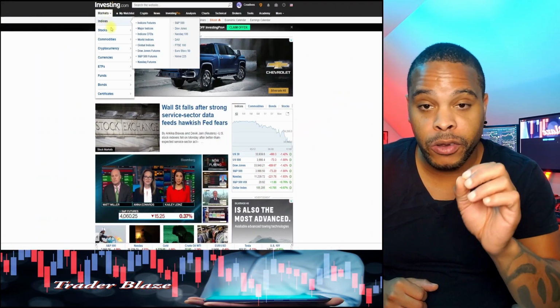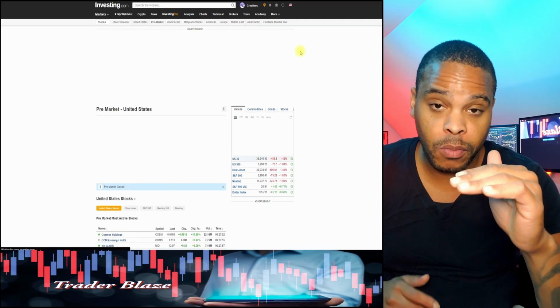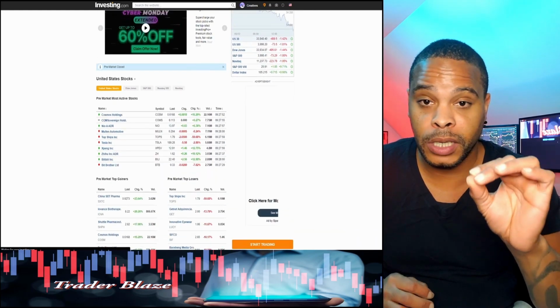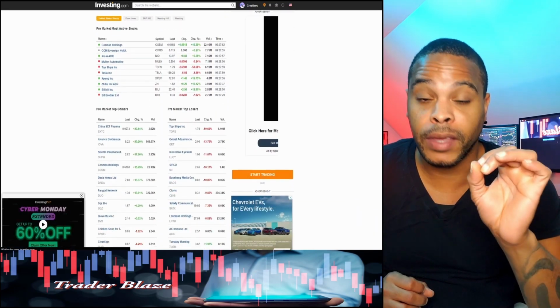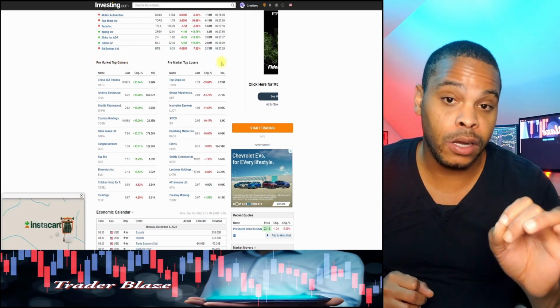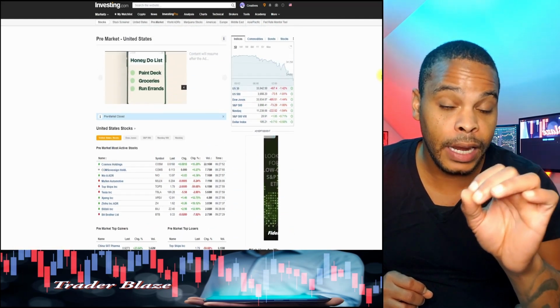Investopedia.com. Free resource number two, Investing.com. Investing.com for a beginner trader can be used as a pre-market scanner. I believe they only give you the top 10 pre-market movers on the day, gainers and losers, but it's a good place to start as a beginning trader who doesn't have the capital allocated for a high-end proprietary scanner.